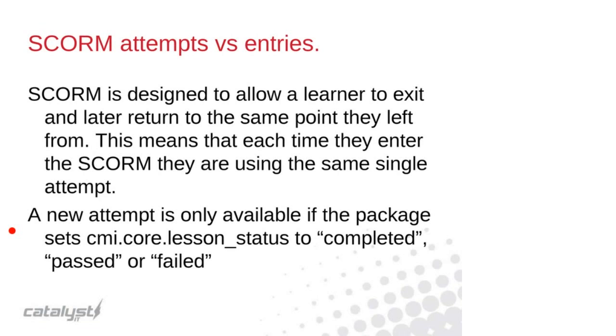A new attempt is only available if the SCORM package sets this particular parameter called lesson status to completed, passed, or failed. And if it does that, then Moodle presents the option to the learner, create a new attempt. And it's a checkbox that appears on the entry page. And if they leave it unticked, it will re-enter the same initial existing attempt and won't create a new attempt. And that's the way the SCORM spec's designed.